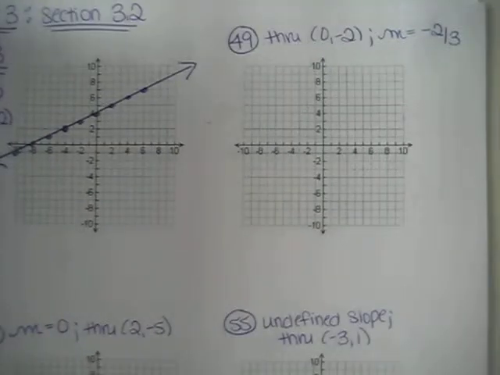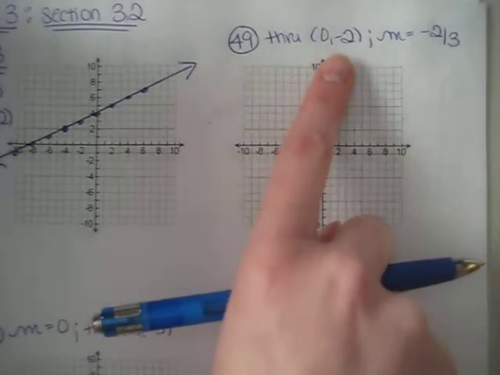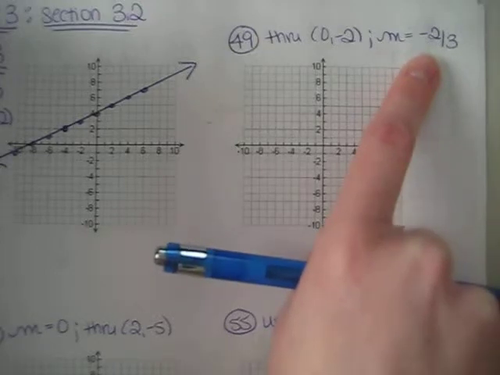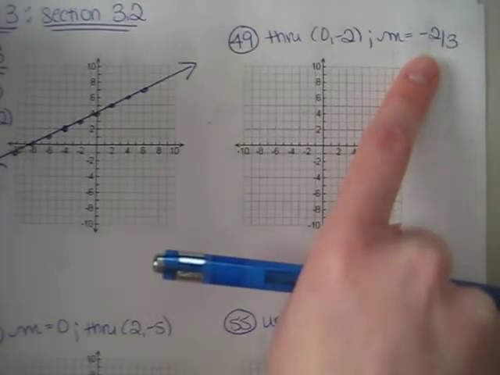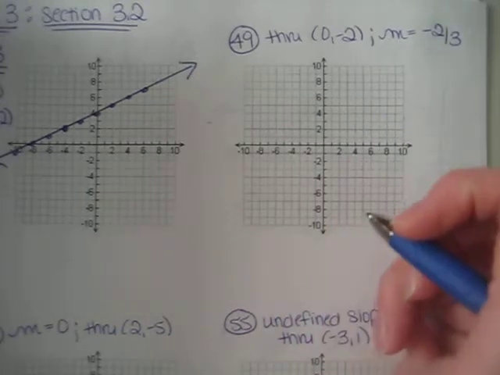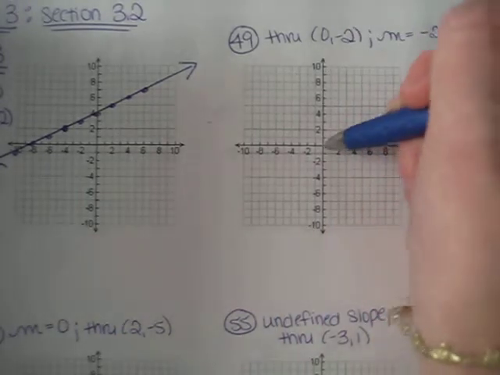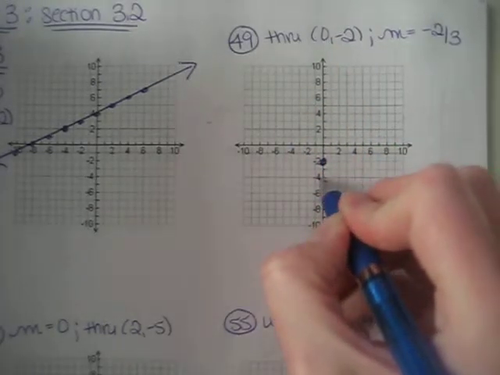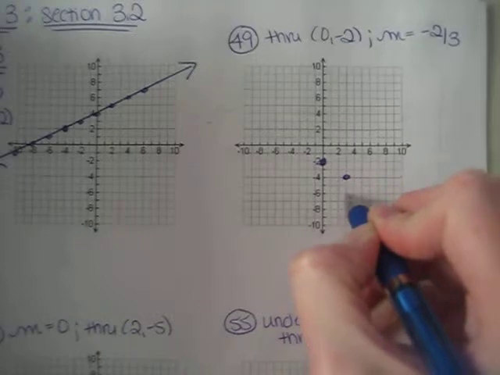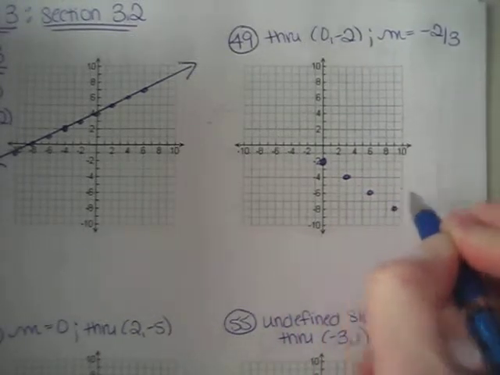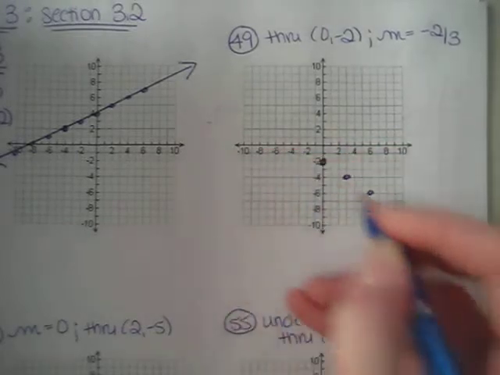Next we have number 49. 49 is through 0, -2 with a slope of -2/3. Now it's negative, so it means I'm going to go down and over to the right. You're always going to the right starting from the coordinate point you're asked to start at. So 0, -2. So down 2 over 3, down 2 over 3, down 2 over 3. So I'm going downwards. That's what a negative slope is.